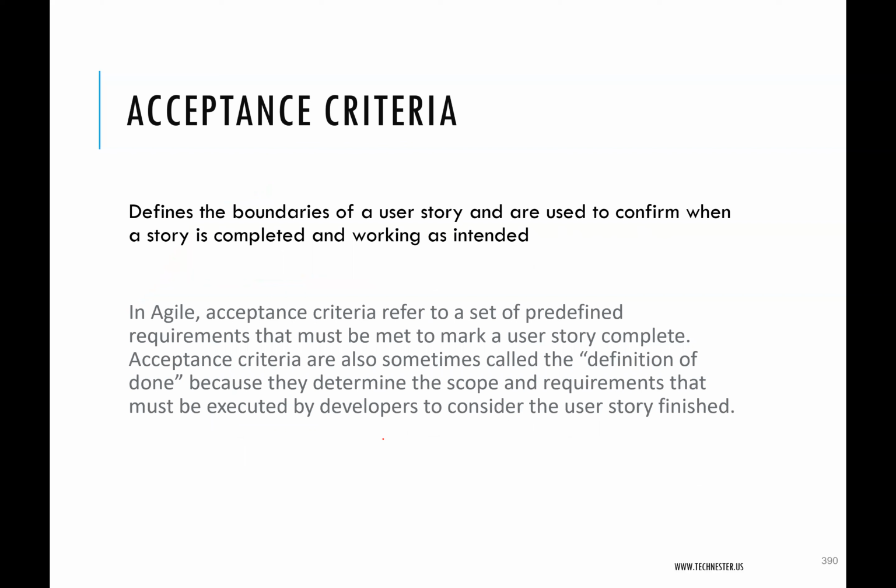So acceptance criteria define the boundaries of a user story that are used to confirm when the story is completed and working as intended. So you are supposed to state requirements that must be met for that functional requirement to be accepted.